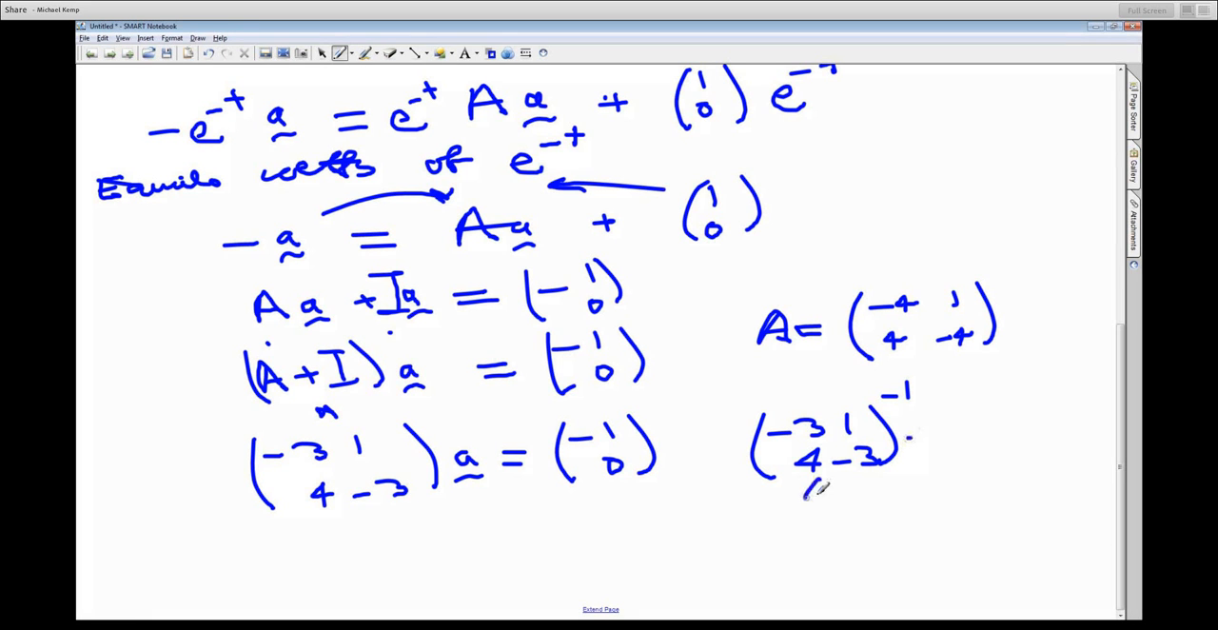So the inverse is going to be 1 over the determinant. The determinant is minus 3 times minus 3, which is 9, minus 1 times 4, which is 4, which gives you 5, so 1/5. Then you swap the a and the d terms. So you swap the diagonal entries, which doesn't look like doing much at all, and you put minus signs in front of the off diagonal entries.